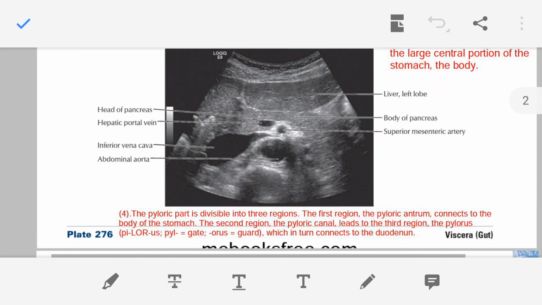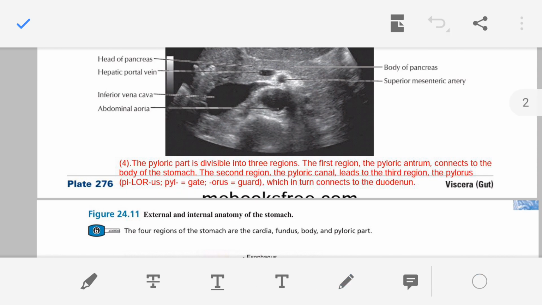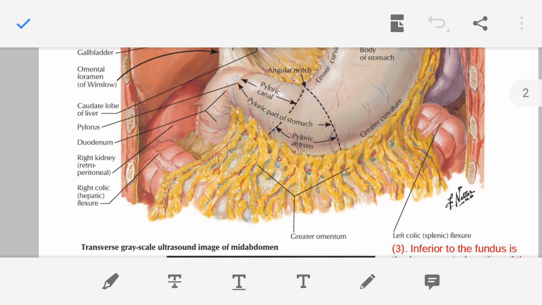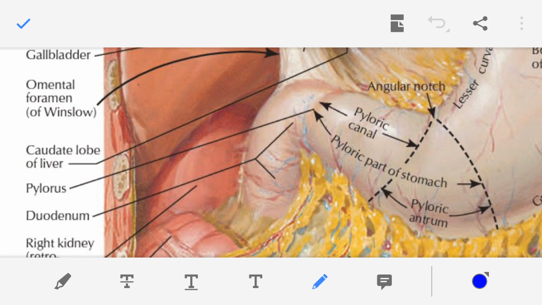And the third part: the pyloric canal leads to the third region, that is the pylorus. Pylorus means gate guard. Pyle means gate, orus means guard. So the pylorus is acting as a guard. So here you can see this part.